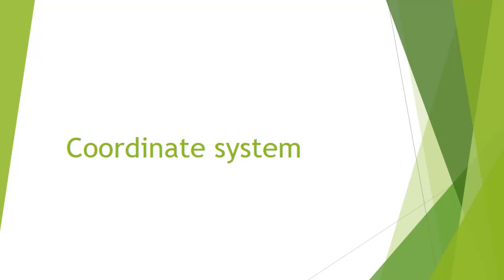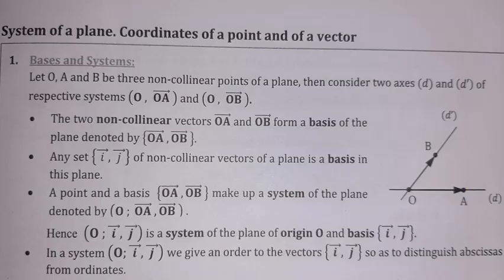Coordinate system. System of a plane, coordinates of a point, and of a vector. So now we have to study how to find the coordinates of a point and of a vector.